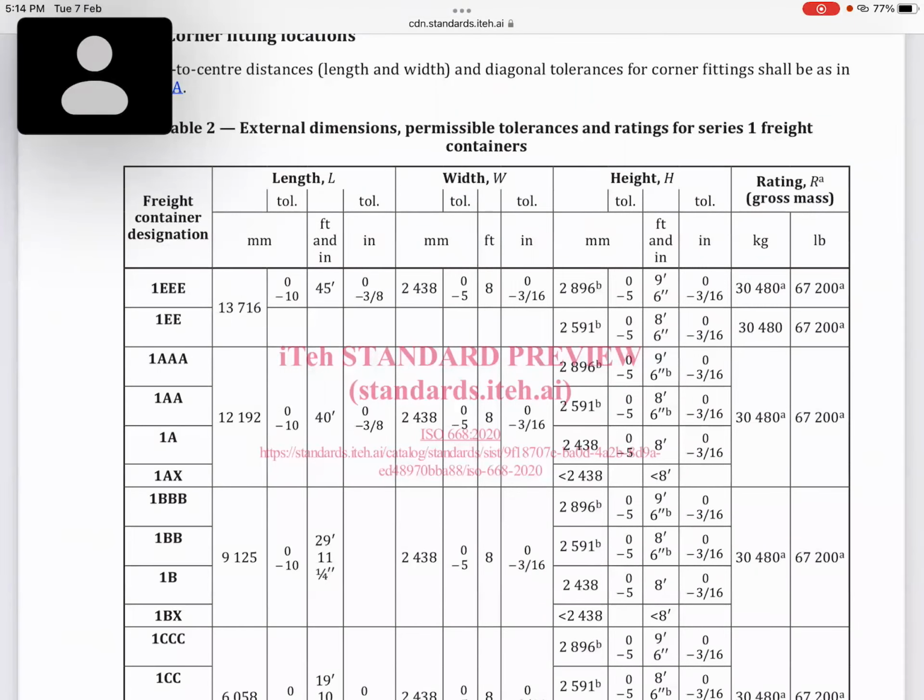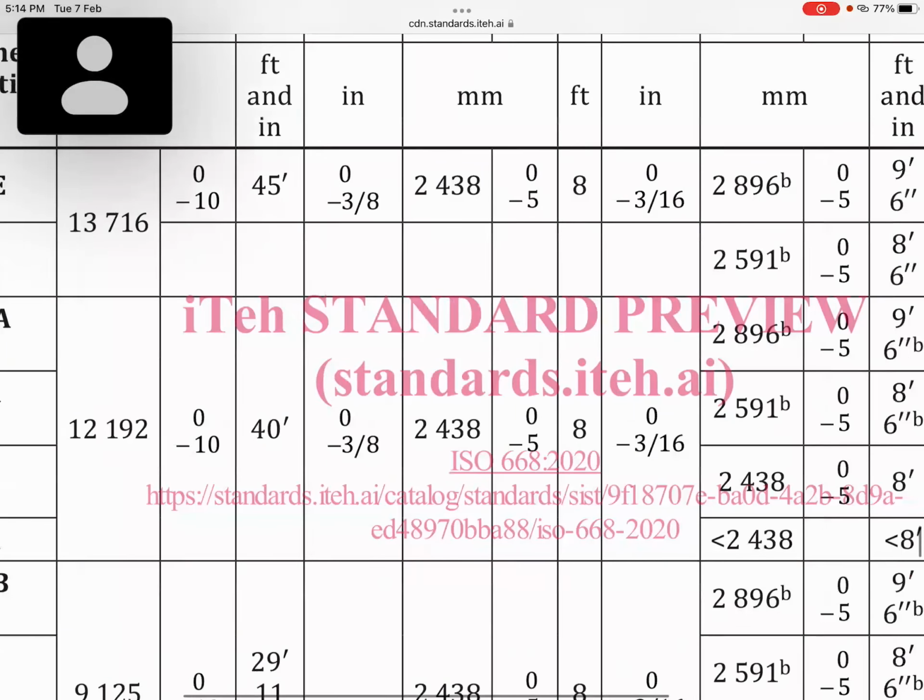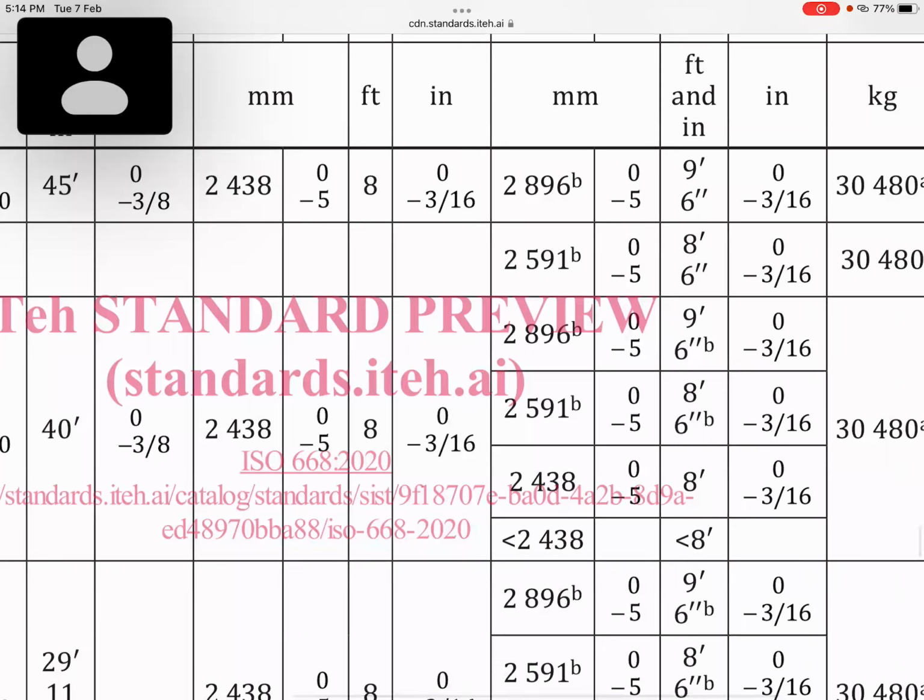Actually, what have we seen in this 40 feet, right? Now if you look, there are three categories given: 8 foot, 8 foot 6 inches, 9 foot 6 inches. Can you see, guys? If you look at the height, there are three categories, right?